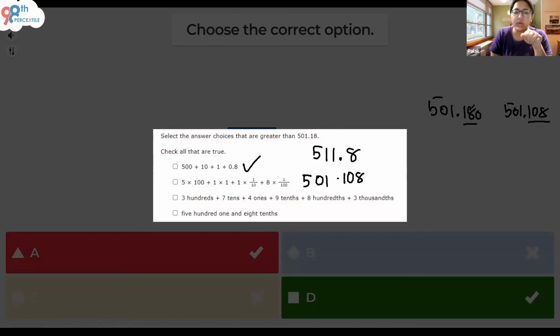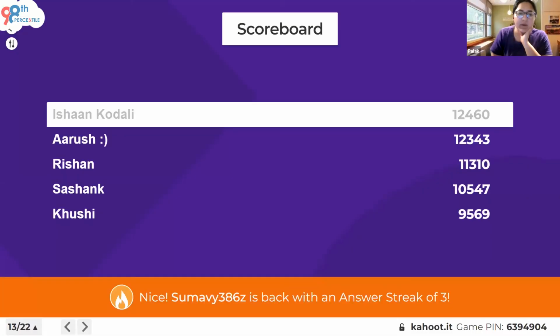Now, is 180 going to be greater or is 108 going to be greater? Which one of you can answer that? That is correct. Henceforth, we have this as greater. So option B cannot be the answer. And likewise, 500, 1 and 810. So that is going to be 501.8, which is definitely going to be greater than our original question. Good. Moving on to the next part.